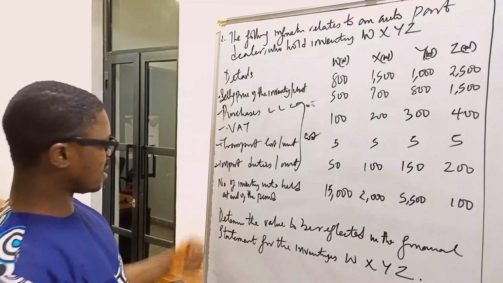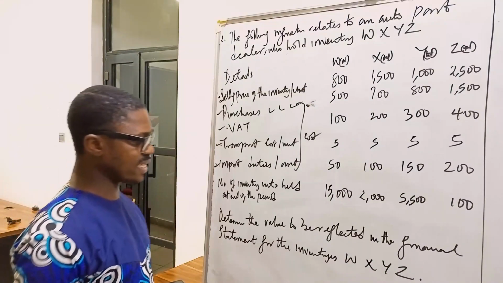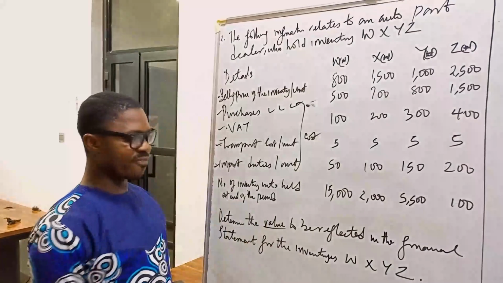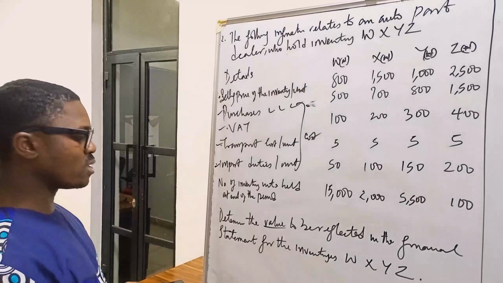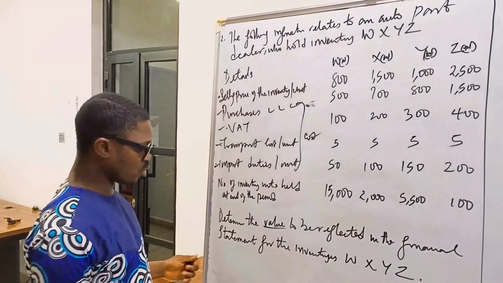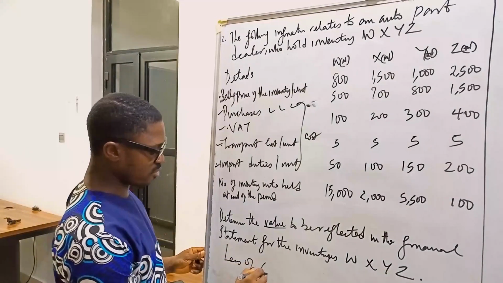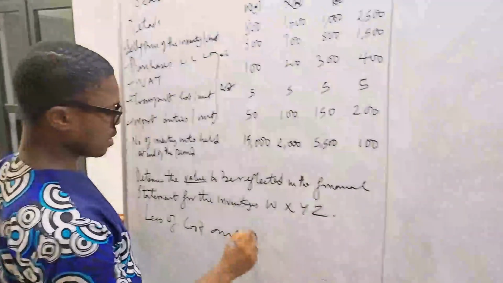And the condition, and this is saying that we determine the value to be reflected in the financial statement for the inventory. And we know that the value to be reflected is what? Lesser of cost and what?